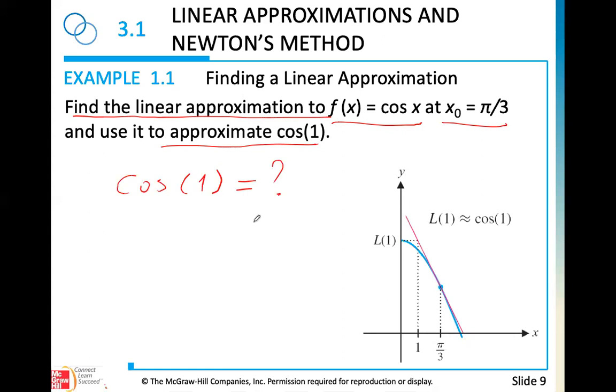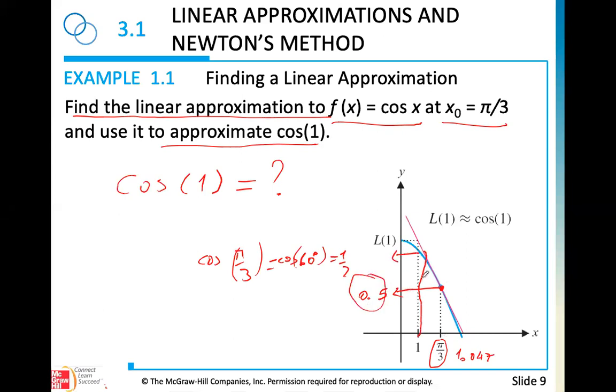To find this, since pi over 3 was about 1.05, I forget exactly, but it was something like that, which is greater than 1. We know that cosine of pi over 3 is equal to cosine of 60 degrees, which means 1 over 2. This is 0.5. I know this. Using this information, it's clear that cosine of 1 will be something greater than 0.5 if you look at the graph. So how can you find this?